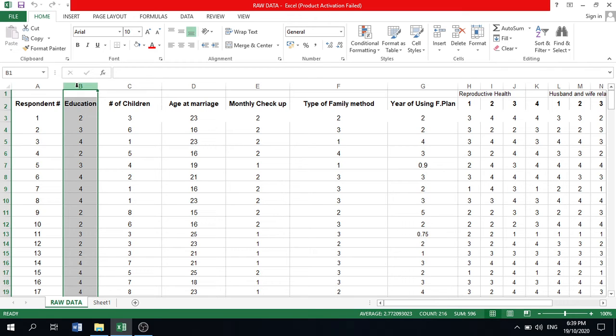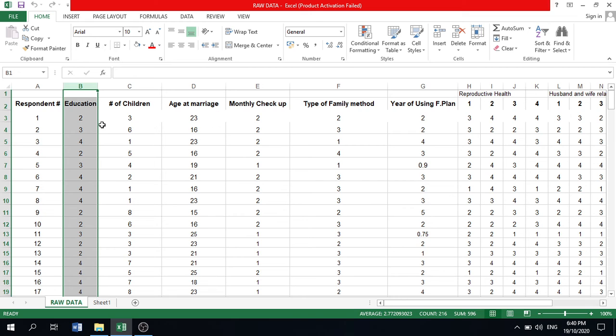We don't code elementary level as 6 and a postgraduate degree as 0. So we code elementary level as 1, elementary graduate as 2, 3, 4. There has to be that progression.